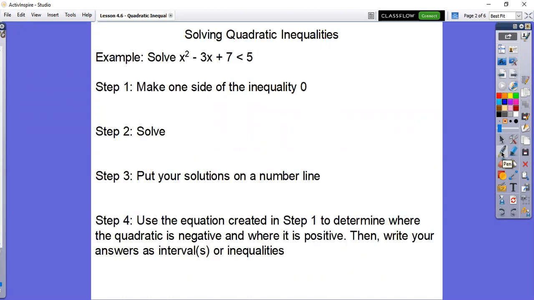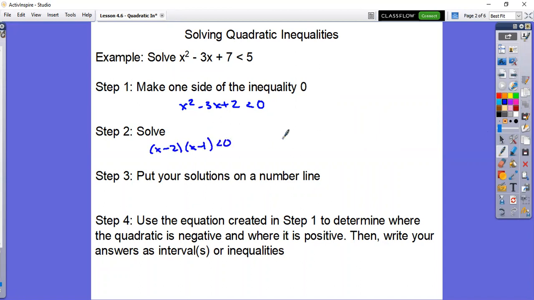So the first one we're going to look at is a quadratic inequality. We're going to make one side of the inequality 0. So right here, this is x squared minus 3x plus 7. So we can turn this into x squared minus 3x plus 2 is less than 0. The next step is to solve this. I can factor this into x minus 2 times x minus 1 is less than 0.